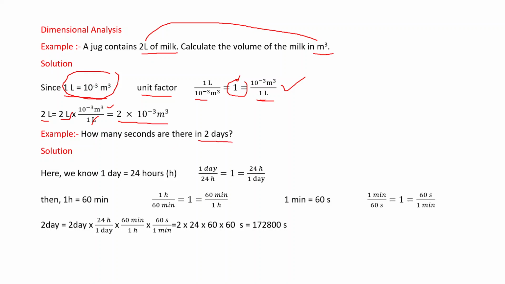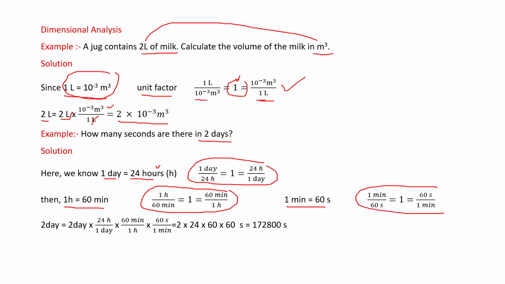How many seconds are there in 2 days? Very simple. But how can we use dimensional analysis for this conversion? As we know, one day is equal to 24 hours. For this relationship we can find the unit factors of these two. Again hours will be converted into minutes, and as we know 1 hour is equal to 60 minutes, and the unit factors for this are these. And again we have to convert minute into second, and as we know 1 minute is equal to 60 seconds, and the unit factors for this are these.